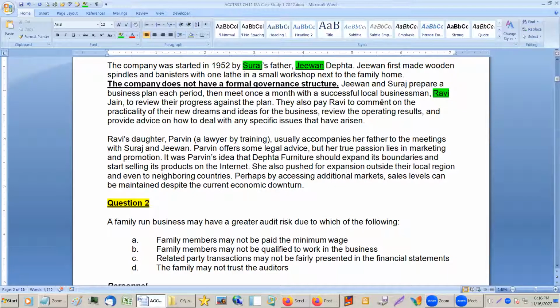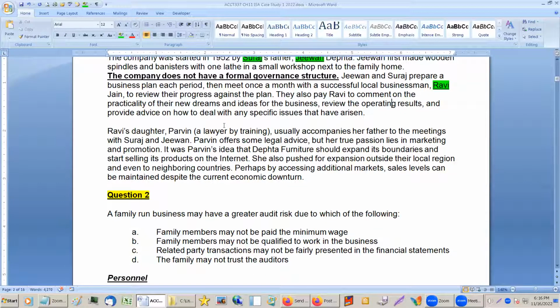So Ravi seems like probably a more worldly business person than maybe the family members. Ravi's daughter is a lawyer. Parvin offers some legal advice, but her true passion lies in marketing.